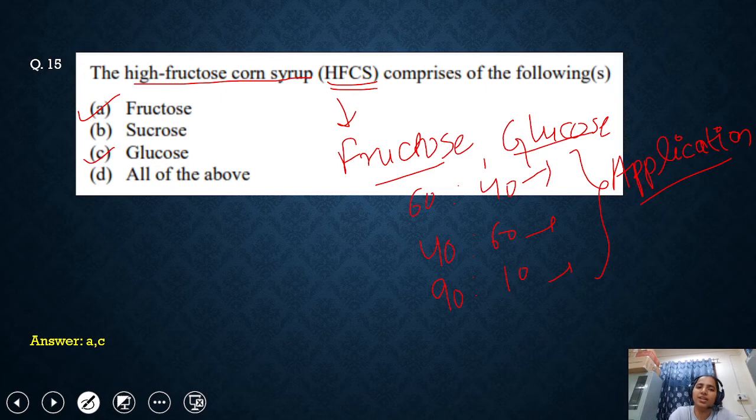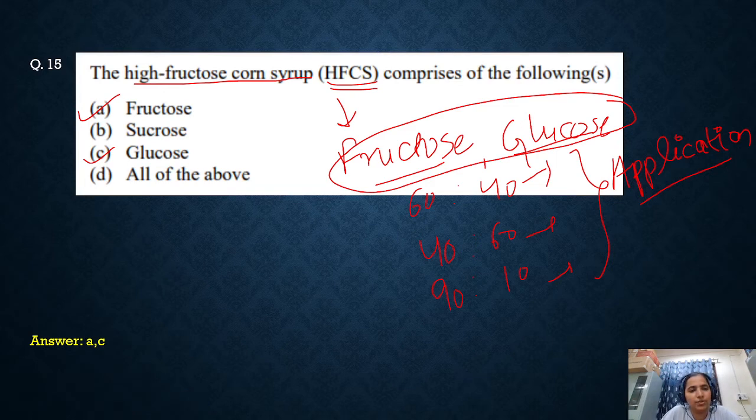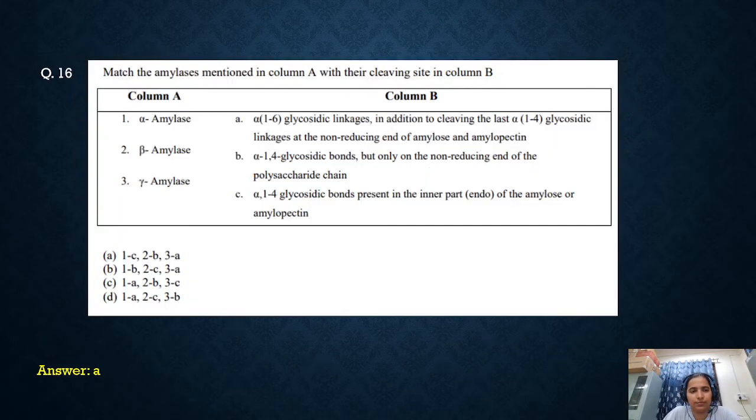But in HFCS, both of these are present. So the answer is both A and C. This is an important question and you must know the difference between these. What they are asking is: match the amylases mentioned in column A with their cleaving site in column B.